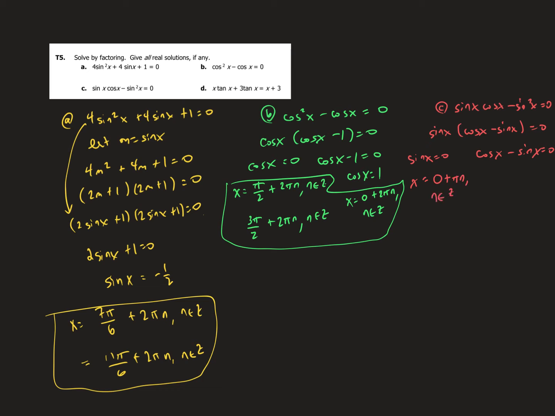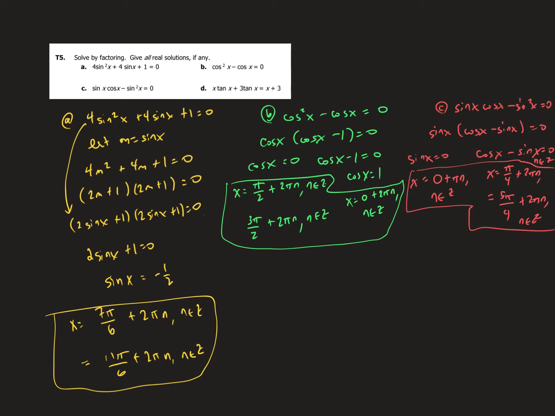And then for the cosine x minus sine x equals 0, that's going to happen when cosine equals sine. So you have to think of the unit circle and think about where they're equal to each other. And that happens at pi over 4 plus 2 pi n. I don't have enough room. And then it also happens at 5 pi over 4, where they're both negative root 2 over 2. So that would be the answer on those.